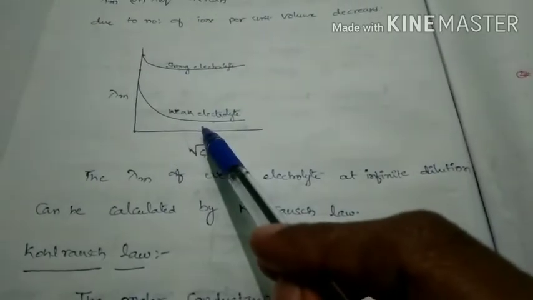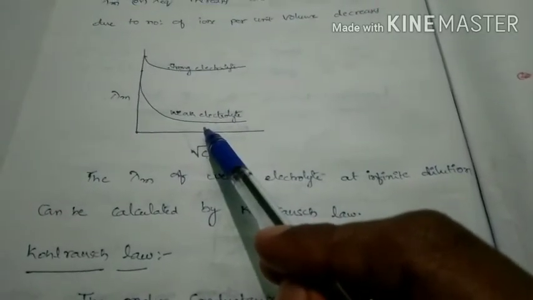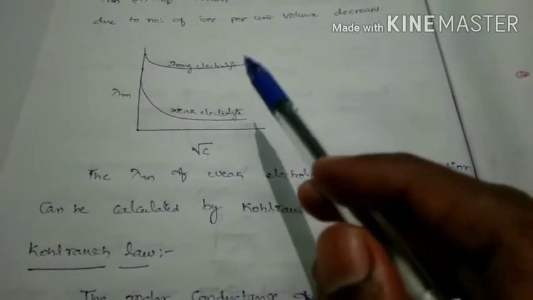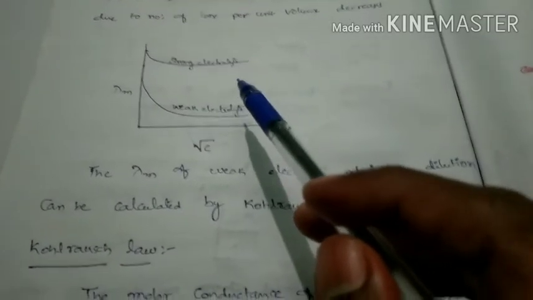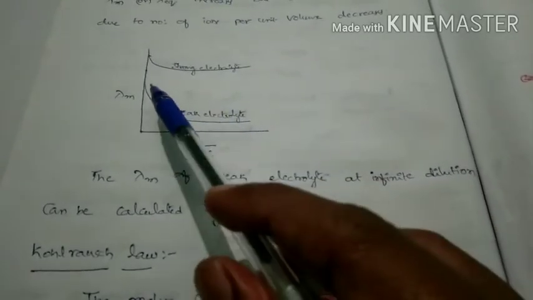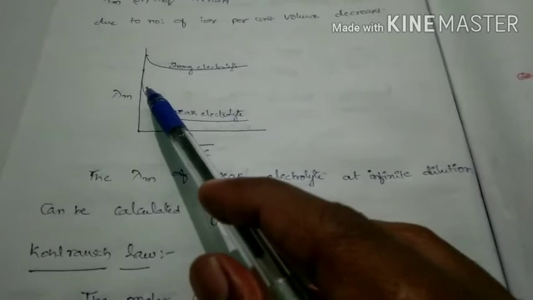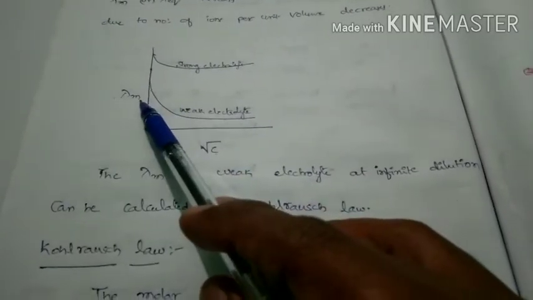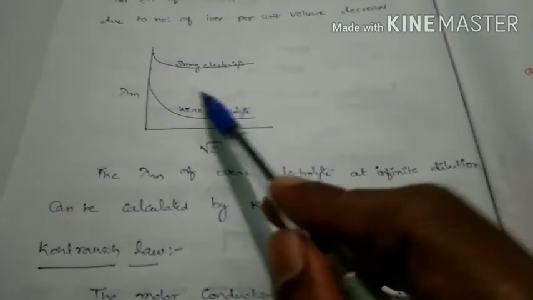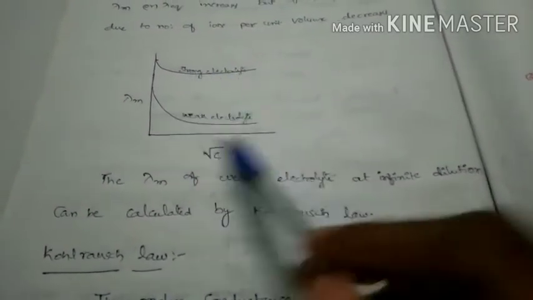But in the weak case, if you add more water, then the number of ions increases. If the number of ions increases, automatically concentration decreases. That means concentration, which is moles per liter, decreases. That is why equivalent conductance or molar conductance gradually decreases with concentration in the case of a weak electrolyte. That is the point.